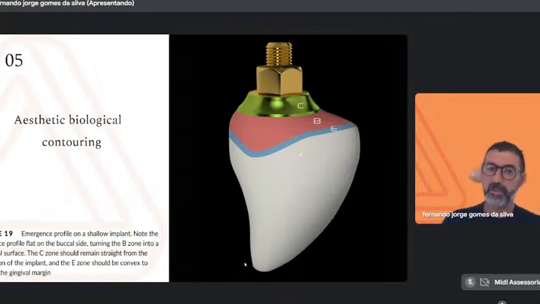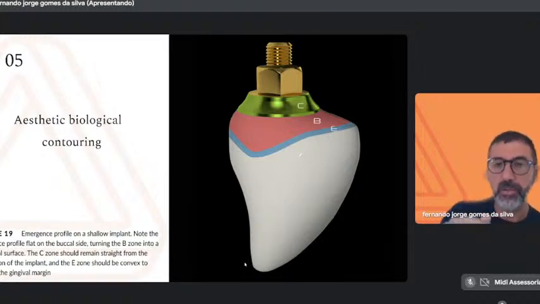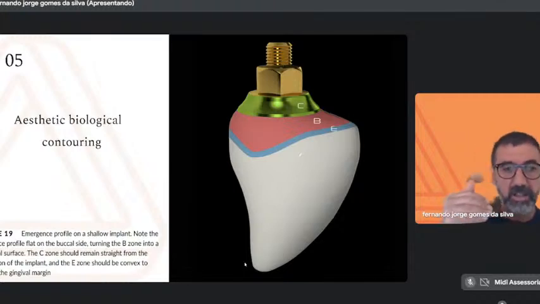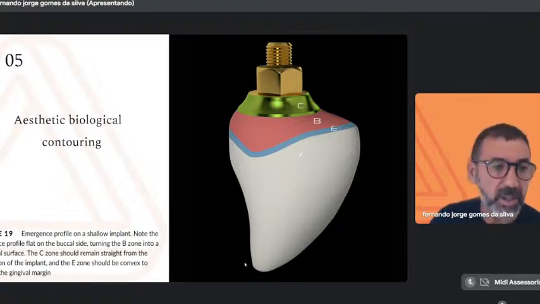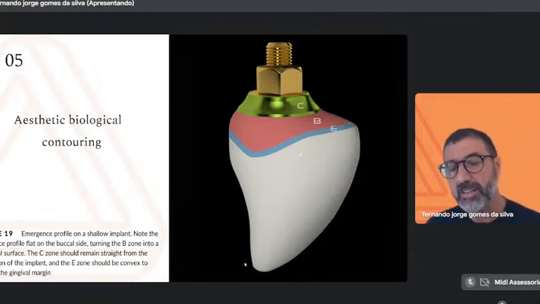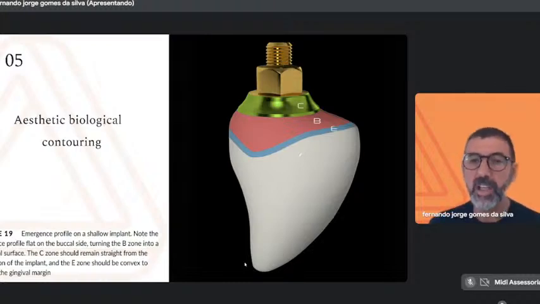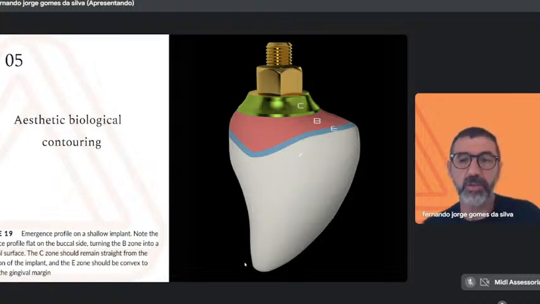shape, inverted shape, of course. And that's what we have in here. We have the provisional crown with the 3 zones, well defined, and we have to go to the emergence profile, flat on the buccal side, turning to the B zone in the horizontal surface. The C zone should remain straight from the connection of the implant, and the E zone should be convex to stabilize the gingival margin. This is fundamental to provide us a very nice emergence profile, and also, of course, a biological contouring.